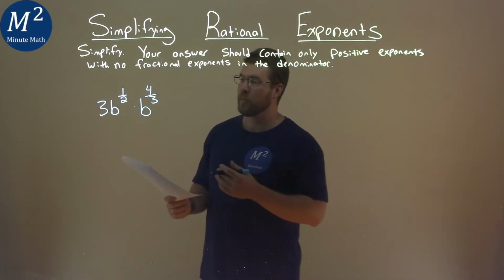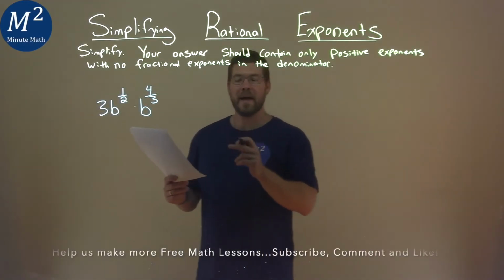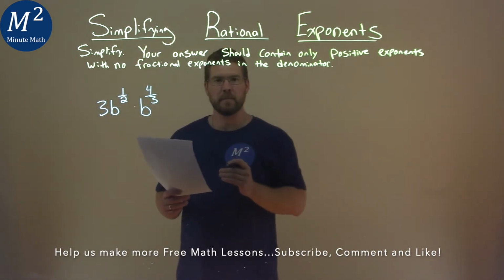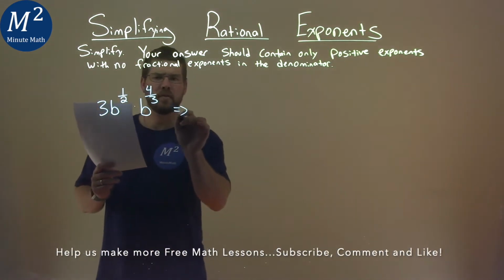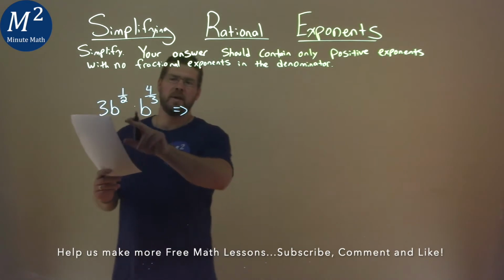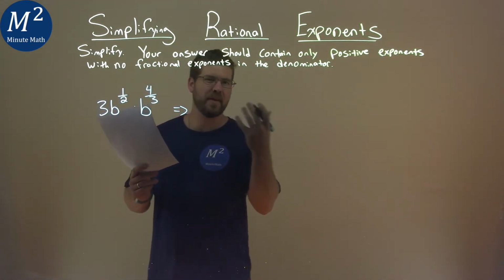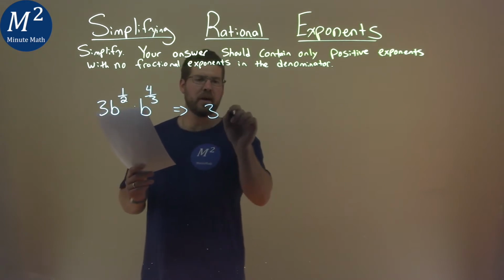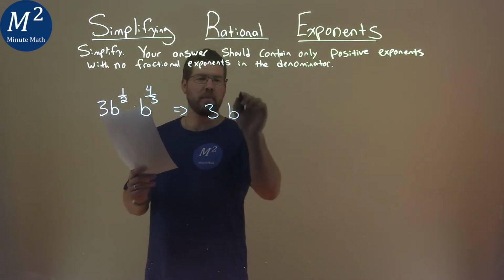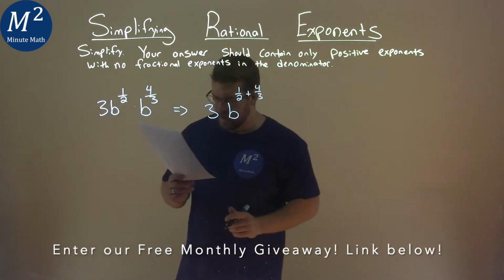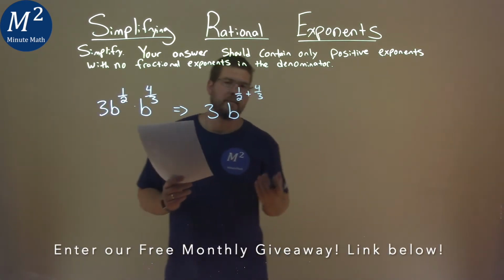We're given this problem right here: 3b to the 1/2 power times b to the 4/3 power, and we have to simplify. First things first, we have the same base, b, so we multiply them together. Our rules tell us we have to add the exponents. So the 3 stays out, and we have b to the power of 1/2 plus 4/3. Not too bad, but we still have to add some fractions.